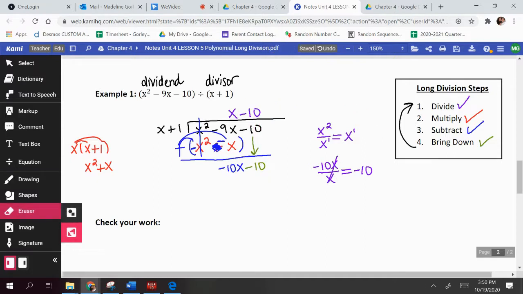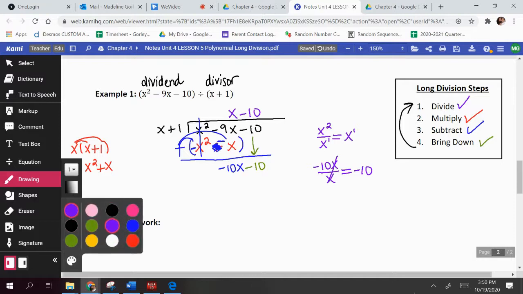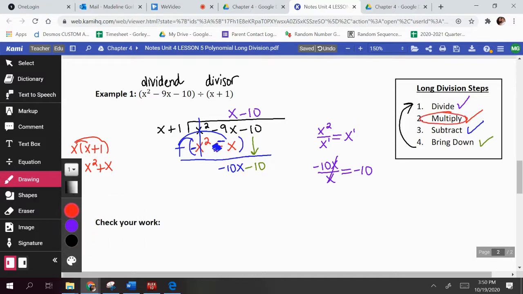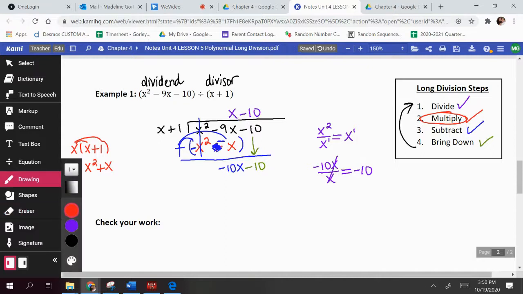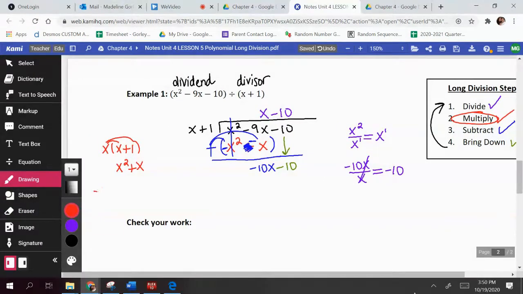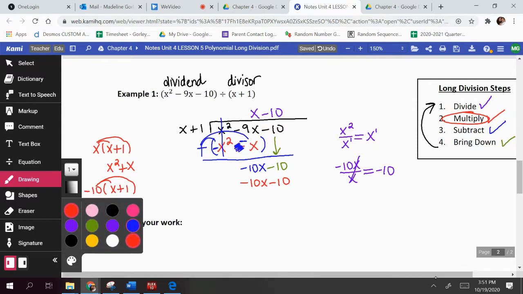All right, then after our division, what's next? Multiplication. So I'm going to take the negative 10 that I just got, and I'm going to multiply by everything out front. Okay, so out front, I'll have negative 10 times x plus 1. So I end up with negative 10x minus 10. Divide, multiply, and subtract. Bring it on back down and bring it on back.